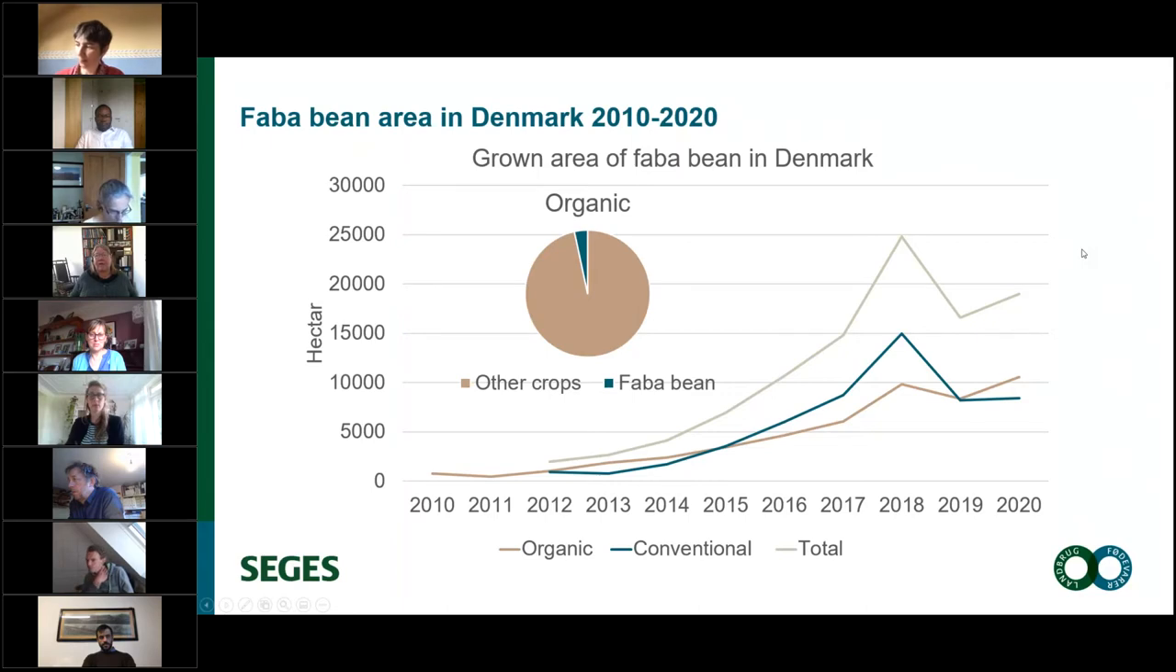You can see here, still, it's only a minor crop in the organic compared to what we are growing of other crops. And of course, in Denmark, the organic farming, we do have a lot of dairy farms, which means that growing clover grass is the absolute major crop in Denmark.